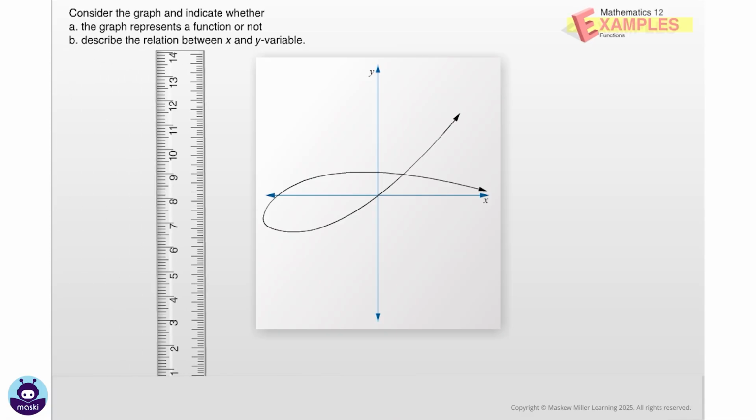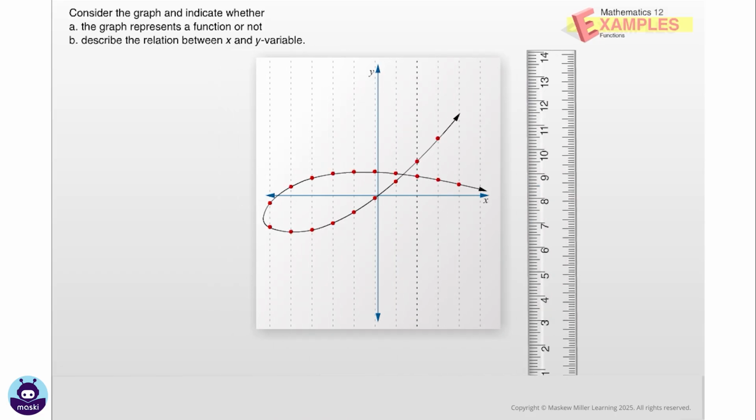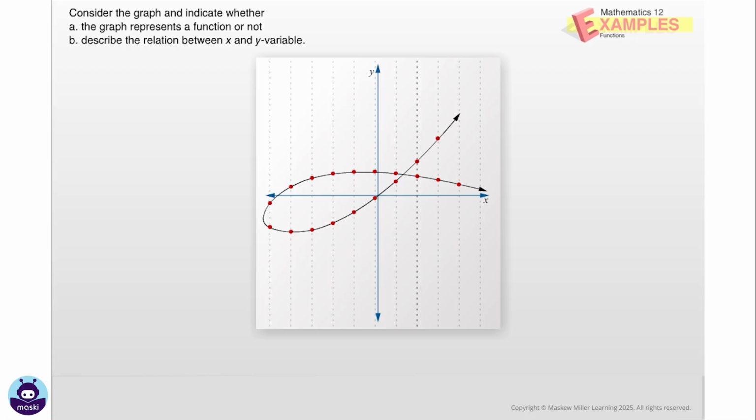Recall that when we perform a vertical line test, we are checking for a given x value. How many y values exist? We can see that for a given x value, there are many y values. Hence, the graph is not a function as it is a one-to-many relation.